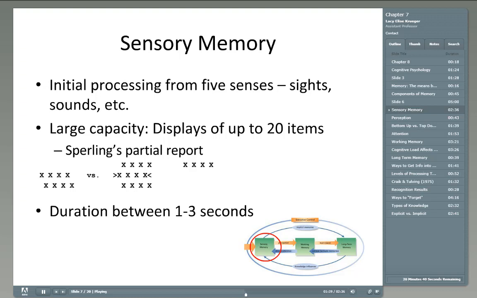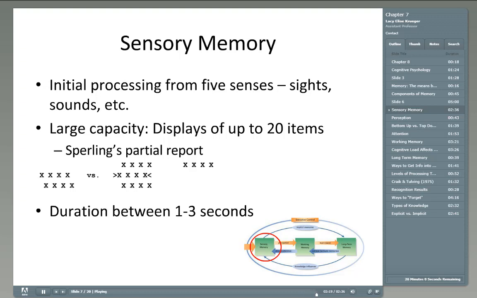So again, in the initial presentation, they're seeing all 12 items. They have no idea which row he's going to ask them to recall, but that cue is presented afterwards. What he found was, on average, people recalled 3 or 4 items, suggesting that they actually were getting all of that information in. But as they were recalling it, the other information that they had was quickly decaying. We'll talk about decay a little bit later, but in terms of sensory memory, it seems that they were getting that information in, but they couldn't report it quickly enough.